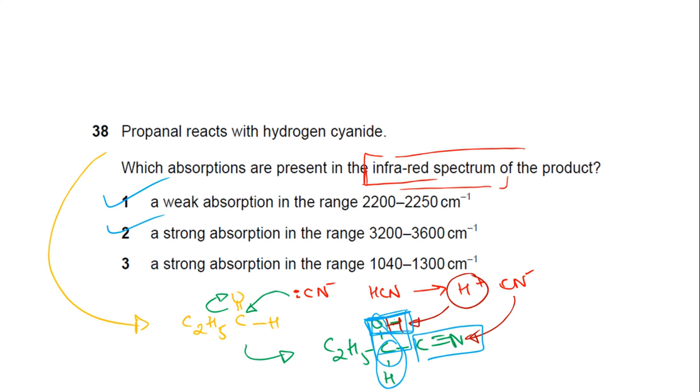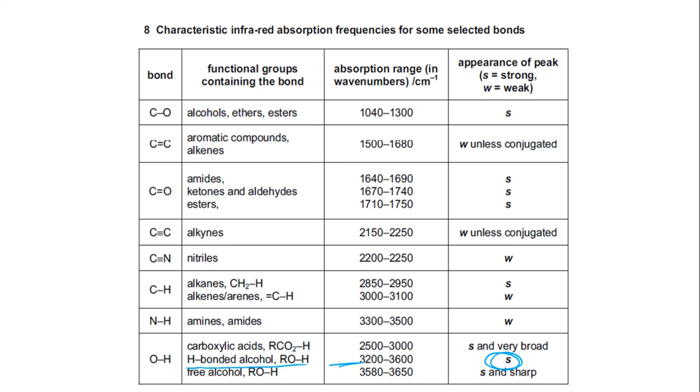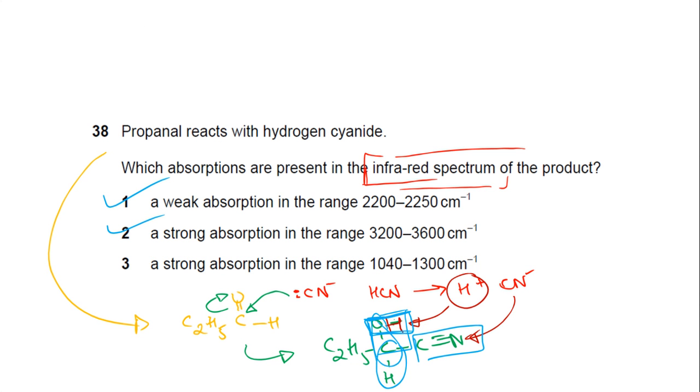Looking at the third option, a strong absorption in the range 1040 to 1300. So 1040 to 1300 is right here, and it is supposed to be strong for alcohols, ethers, esters for this CO bond. Do we have a CO bond? Yes, we do. It's kind of messy, but we do have a CO bond right here, right? So even statement 3 is correct, and that results in the answer A.